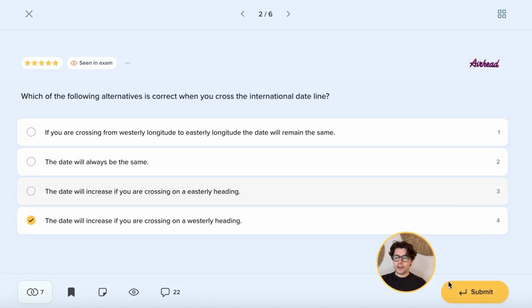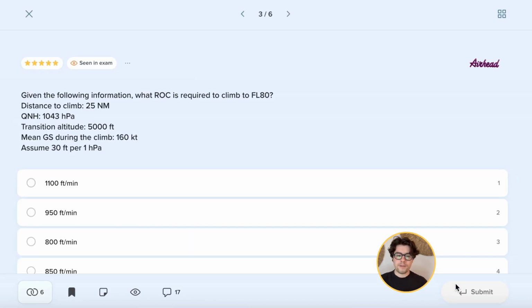However, this is just a fun fact, not something that you need to know for the exams. For question number 3, given the following information, what rate of climb is required to climb to flight level 80? We have the distance of 25 nautical miles, QNH, transition altitude, mean ground speed, and we assume 30 feet per 1 hectopascal for the lapse rate.